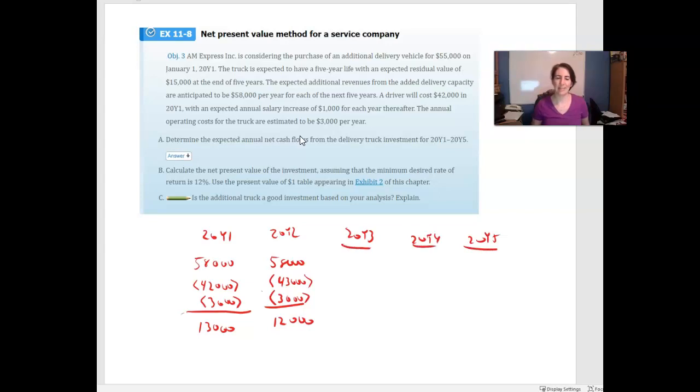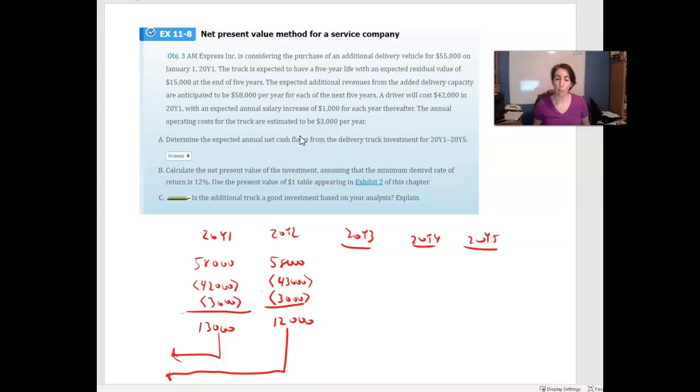And the idea is that this is the annual cash flows that you're going to have to bring back to today's dollars. So you'll have to multiply that times the present value of 1 for 1 year here, 2 years for this one, 3 years for the next one, and so on, right? To compare it to the cost of buying the vehicle of $55,000.